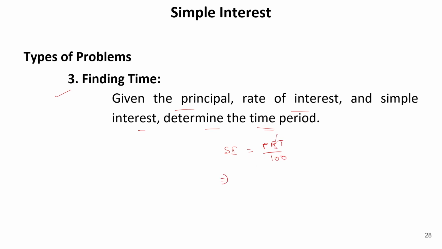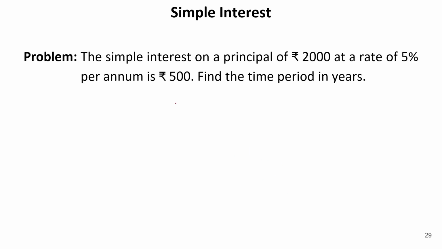So it tells us to calculate T. So T is equal to what? 100 into SI by PR, right? So the simple interest on a principal amount of 2000 at a rate of 5% per annum is 500. So find the time period in years. Okay. So T is equal to, we just have seen, SI is equal to what? PRT by 100, right? So this implies that T is equal to 100 into SI by PR.